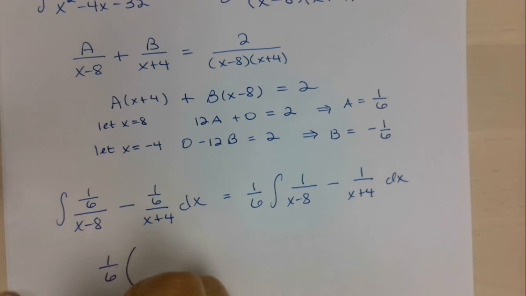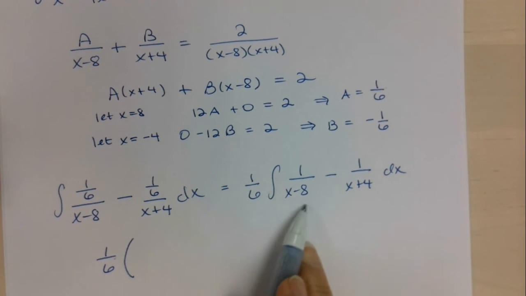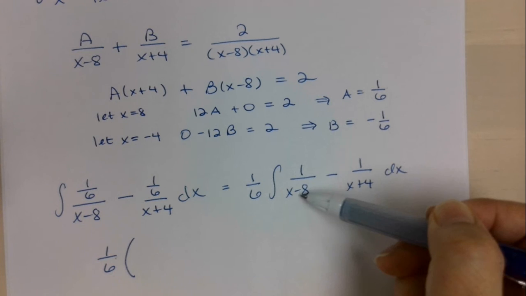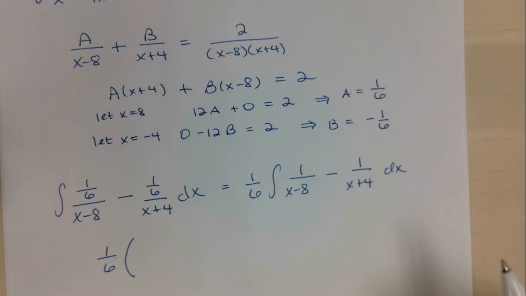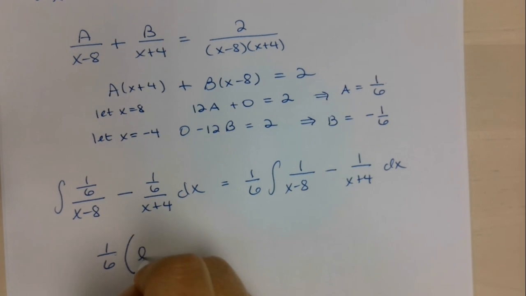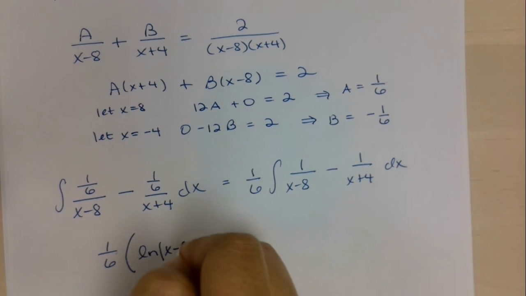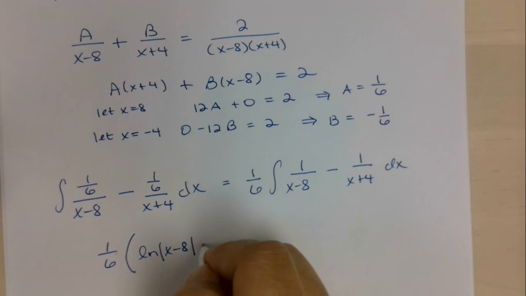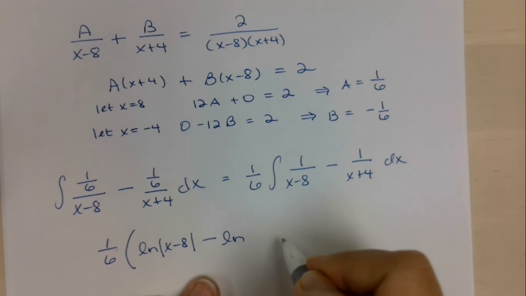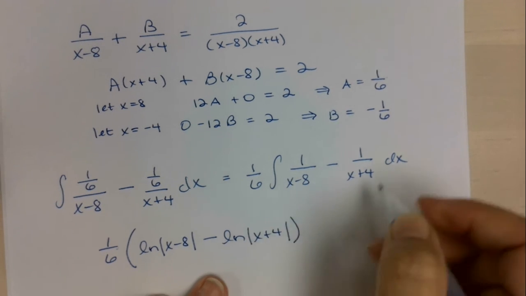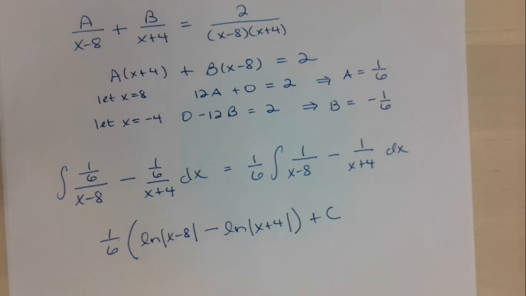So I'm going to have 1/6 times, again, it's that u sub that we don't really have to write out because the du is equal to the dx. So we're going to think about this as 1 over u. The integral would be natural log of u. So natural log of the absolute value of x minus 8, minus natural log of the absolute value of x plus 4, plus c.